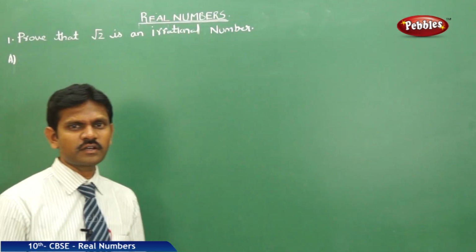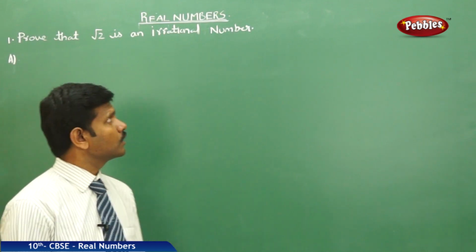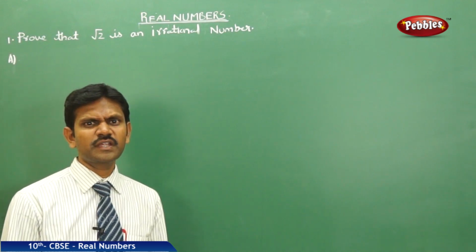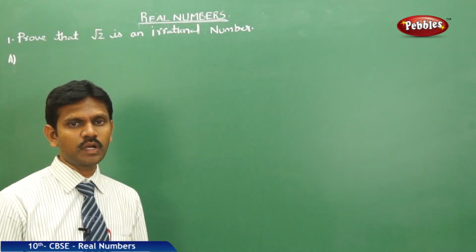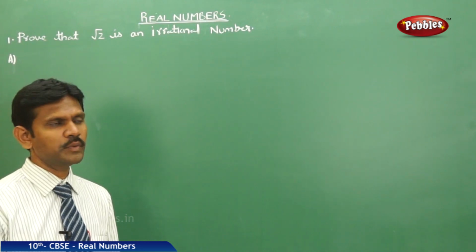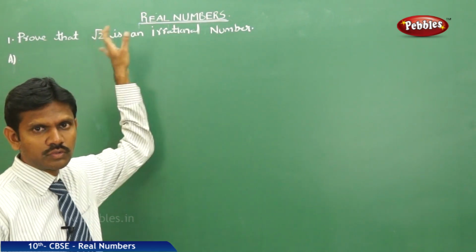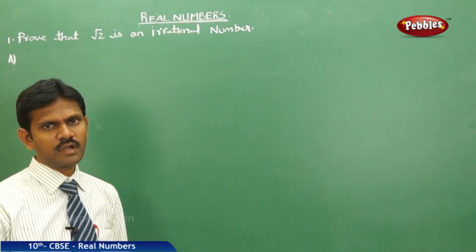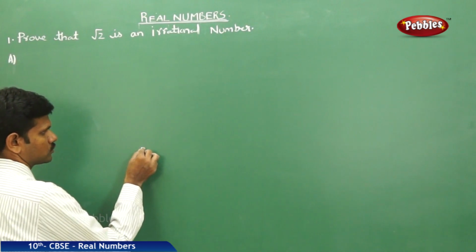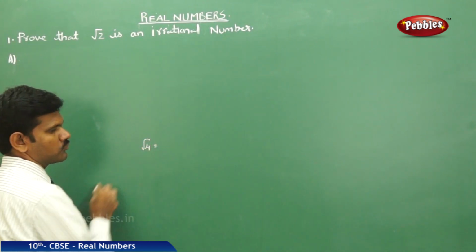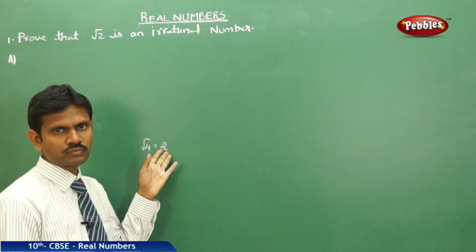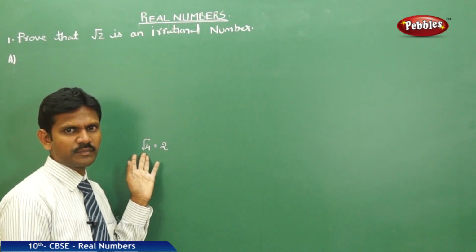Prove that root 2 is an irrational number. We know very well the square of any number we cannot express it as a whole number. Such numbers are called irrational numbers. Suppose for example root 2, root 3, root 5 and so on. Suppose for example root 4, I can express root 4 nothing but as a 2. Therefore root 4 is not an irrational number.